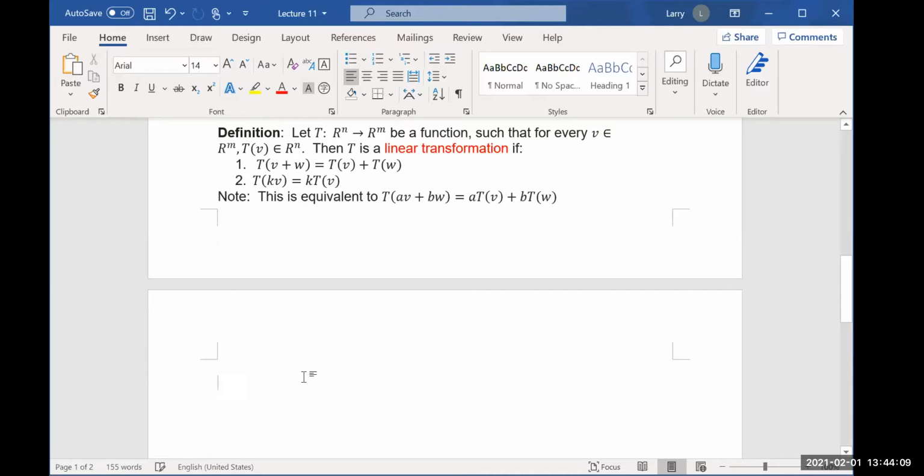Okay, so let me ask you. All right, let's suppose let T go from R2 to R2.